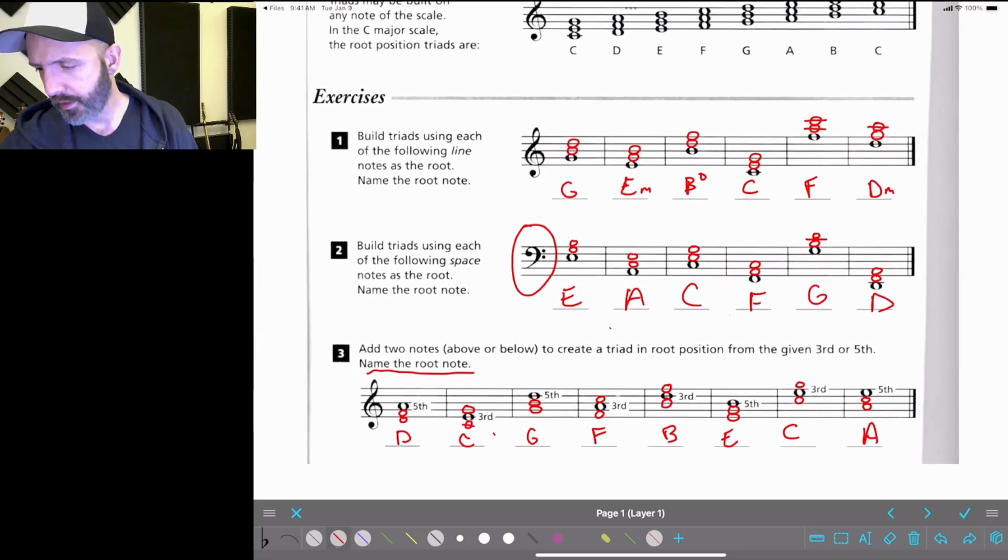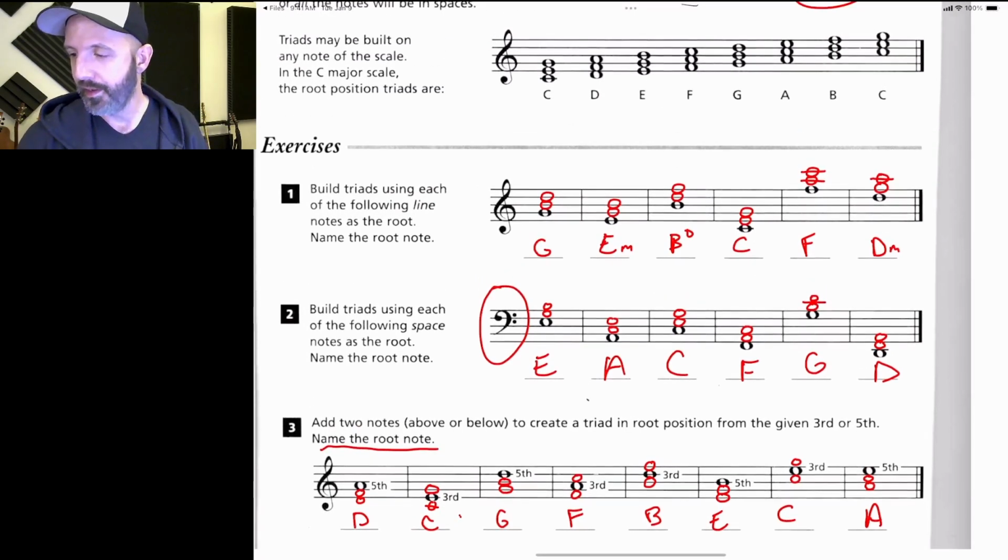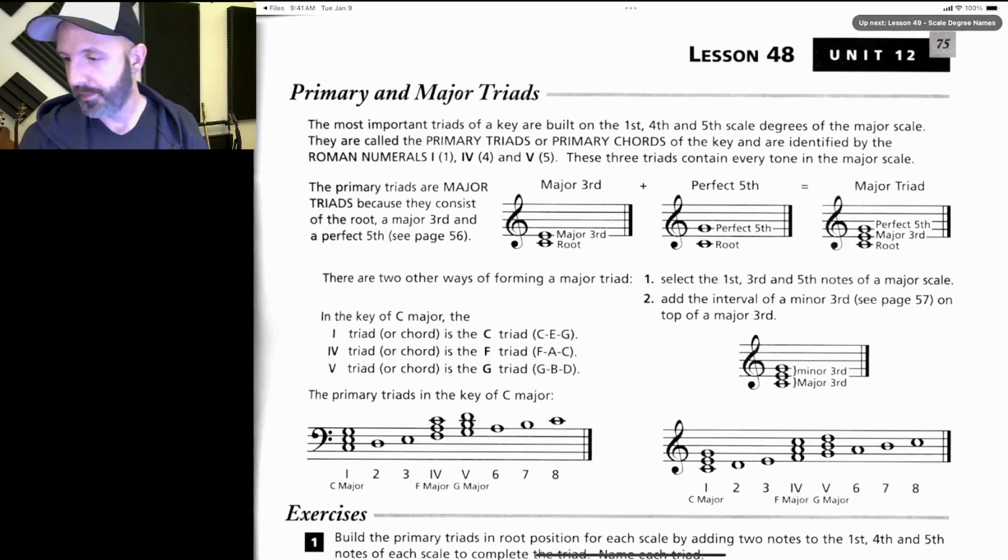Treble clef. All right. Well, you'll let me know in the comments or shoot me an email if I get any of this stuff wrong. I'm kind of trying to move through it. All right, let's keep going.